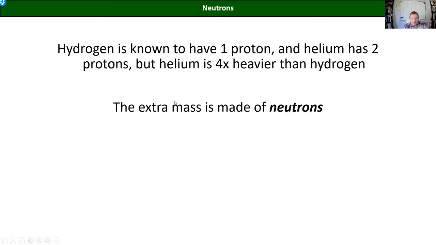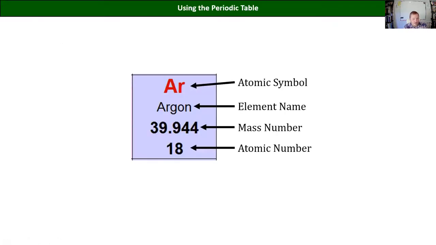And so what they came up with was this idea that there was another particle that didn't have a charge, that was not a proton or an electron, but it did have mass. So neutrons have mass, but no charge. Electrons have charge, but no mass. Protons have both. I'll say that again in a second.